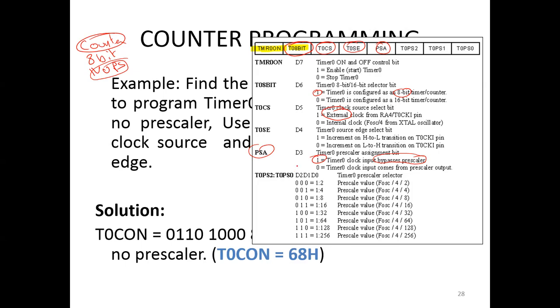That's it. If we don't have a prescaler, the values of these bits don't matter. What is important here is just timer 0 8-bit is 1, the timer 0 clock source is 1, and the PSA is 1. The other values don't matter, so we can select them as 0. So the value of timer 0 control is 0x68.